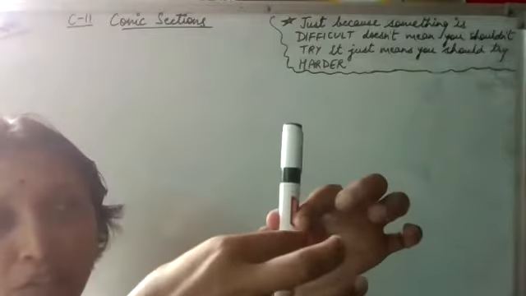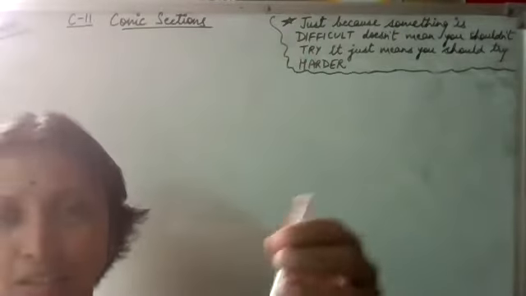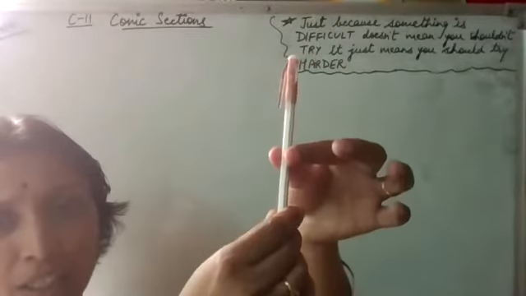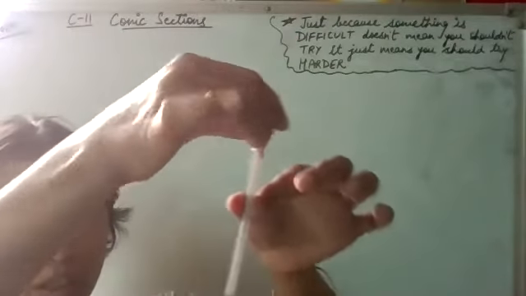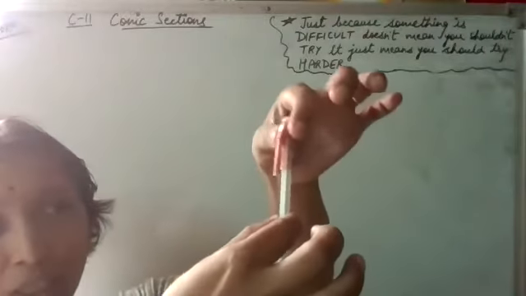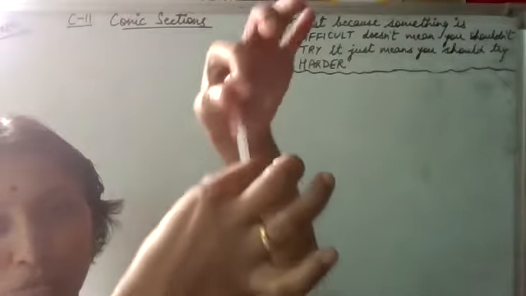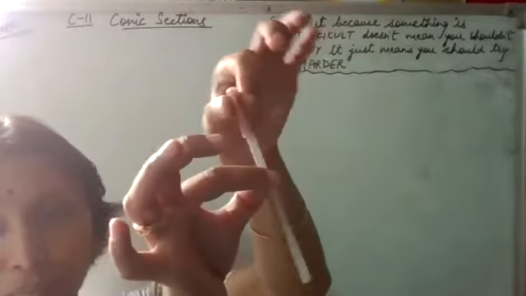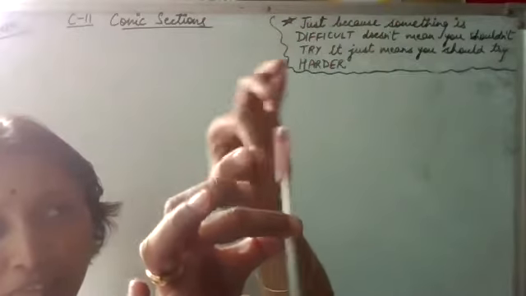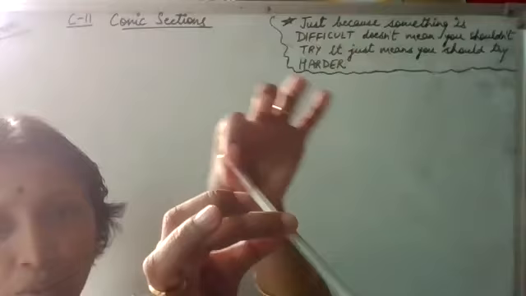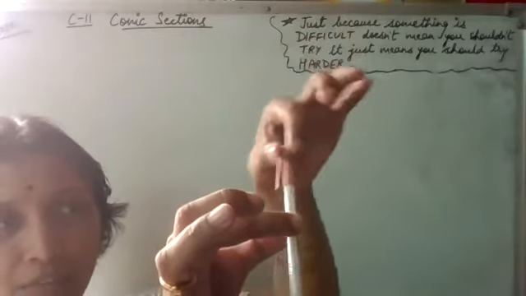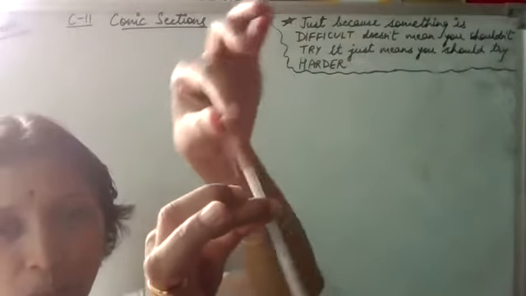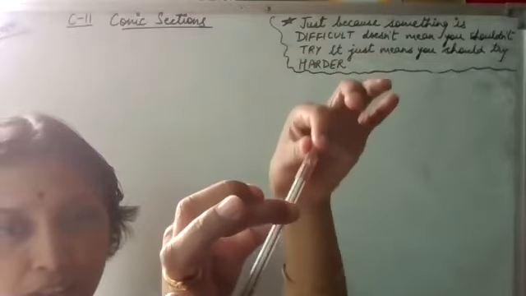So what type of figure? If you look here, let's take a thin pen. If we are taking this and rotating it about the fixed point like this, what type of figures are we getting? Can anyone tell me if I rotate it like this? This point is fixed and we are rotating the pen like this. What type of figures are we getting?